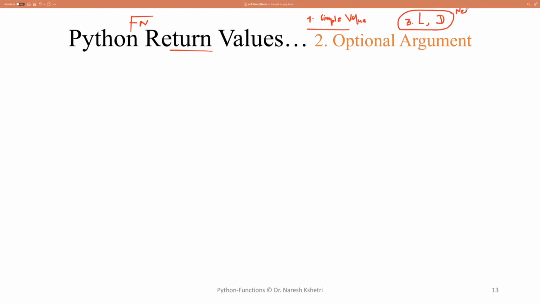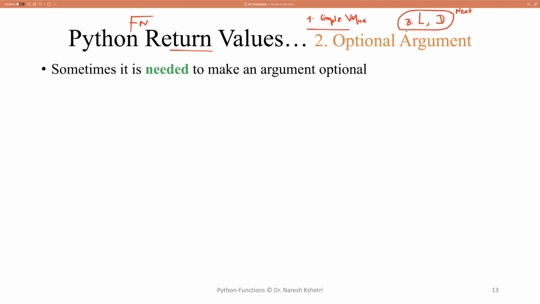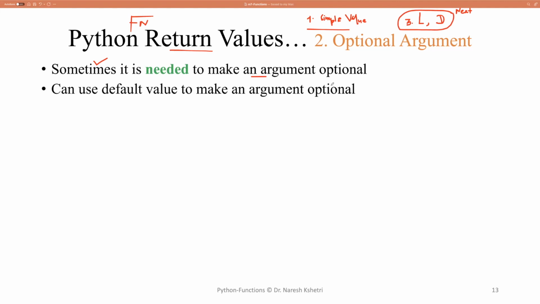But in today's video, we will learn about returning the optional value, or sometimes we call it an optional argument, and why it is needed. Sometimes in our program it is needed because we don't know whether the user will provide the argument or not, or by mistake the user forgot to provide it. In that case, we can use a default value to make an argument optional, so that it doesn't generate an error in our program.